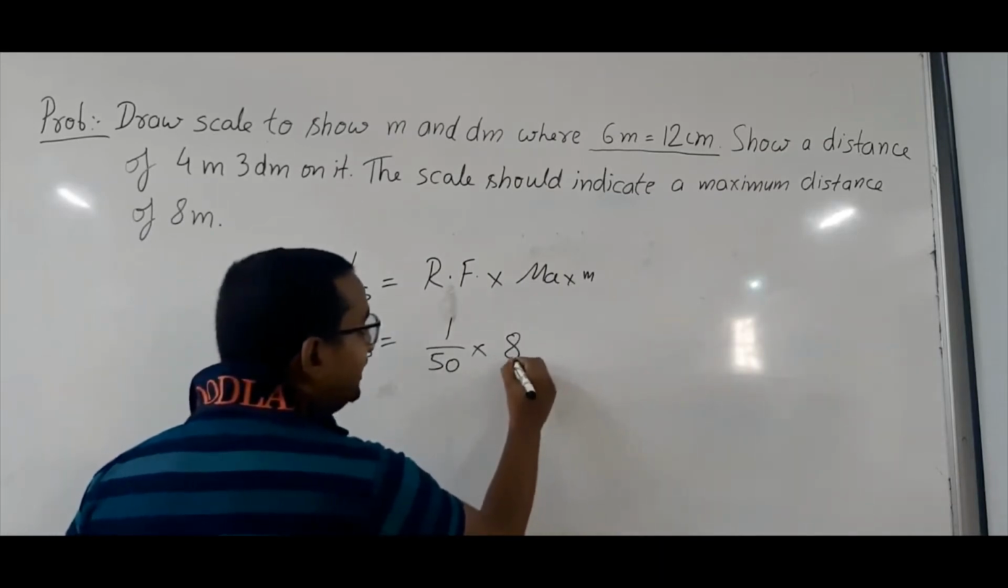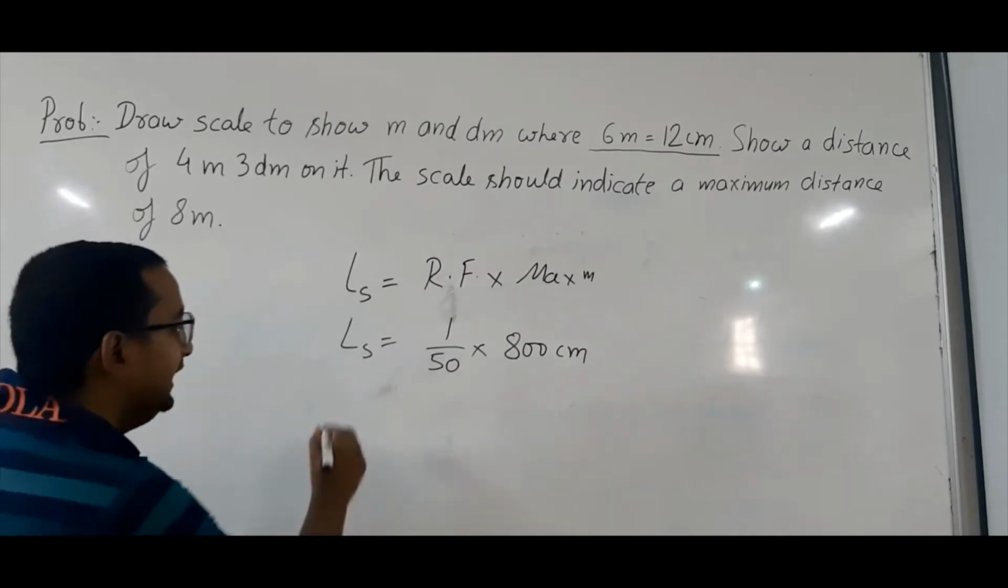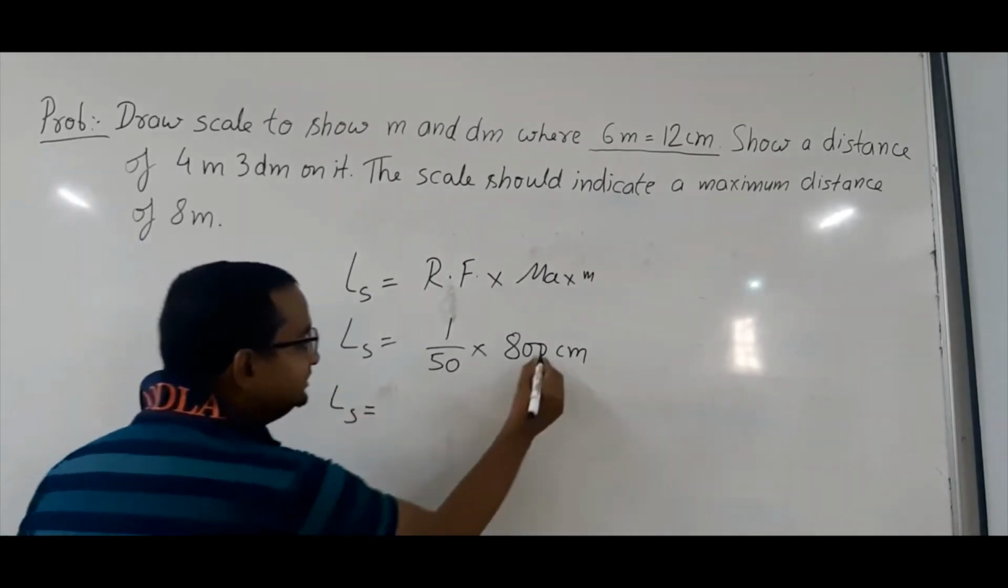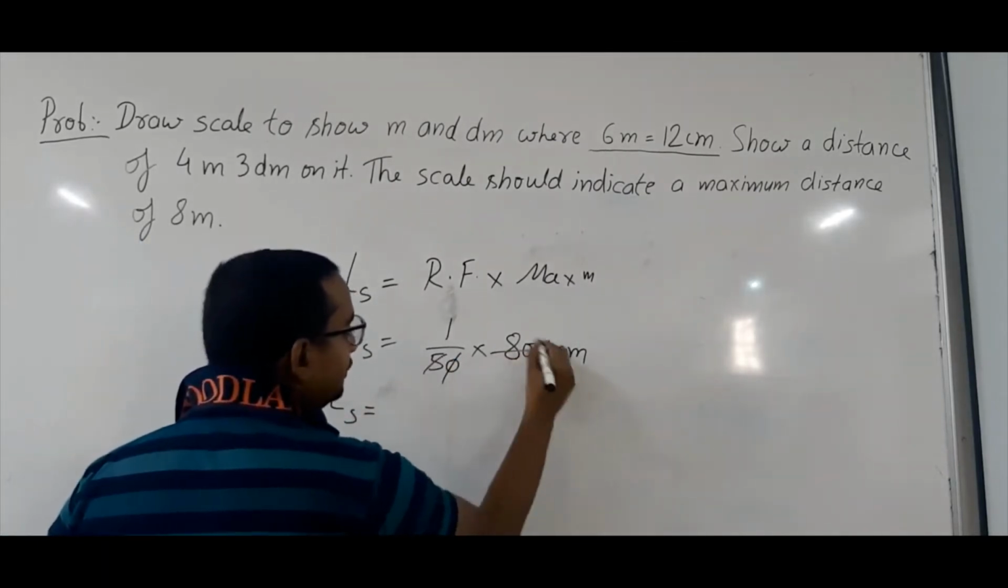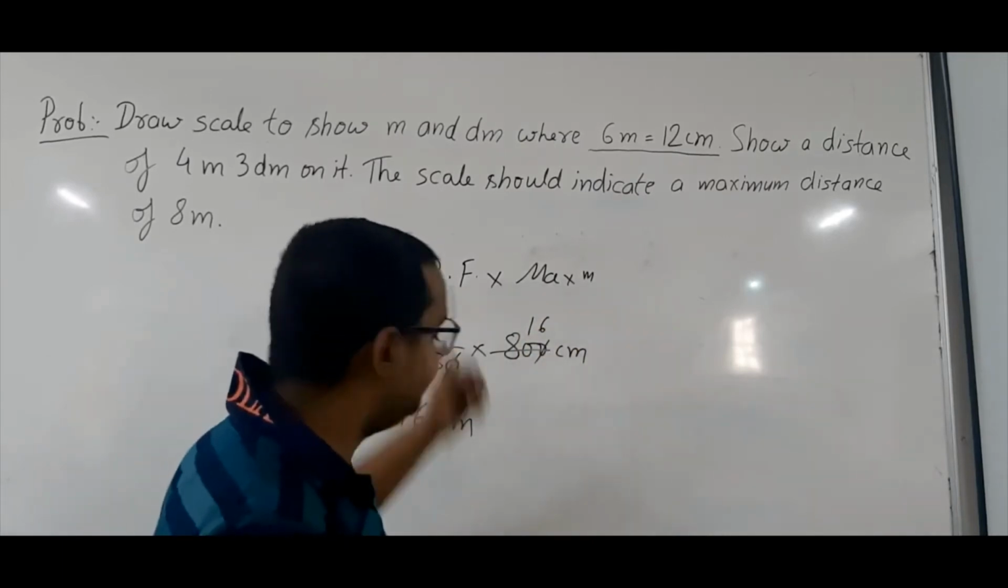So we will convert meter into centimeter. It will come out as 800 centimeter. So the length of scale will come out as 16 centimeter. So we have determined the length of scale.